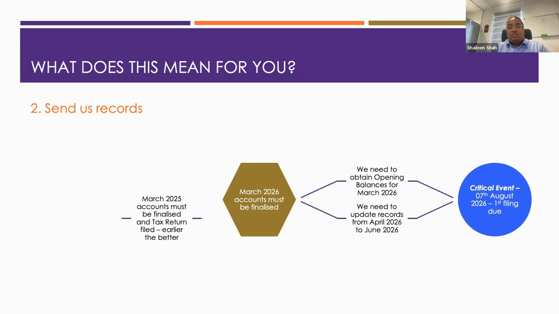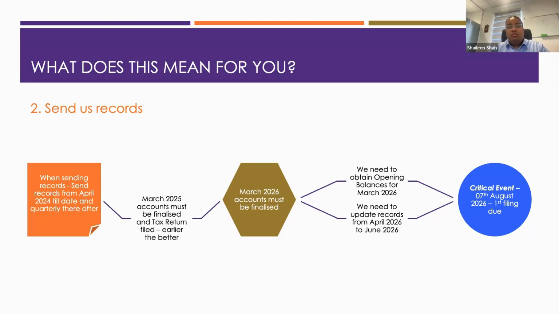And in order to do the March 2026 accounts, the March 2025 accounts must be finalized. And if possible, get your tax returns filed earlier, because the earlier the better. Which means when you're sending us the records from April 2024, so last year, to 31st March 2025, rather than send it up to 31st March 2025, why not just send it to us to date? And then every quarter thereafter, send it to us as well.